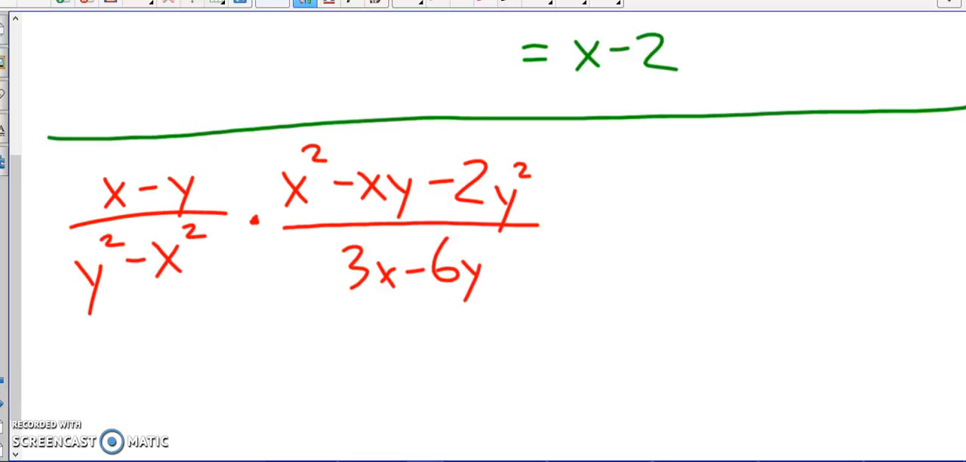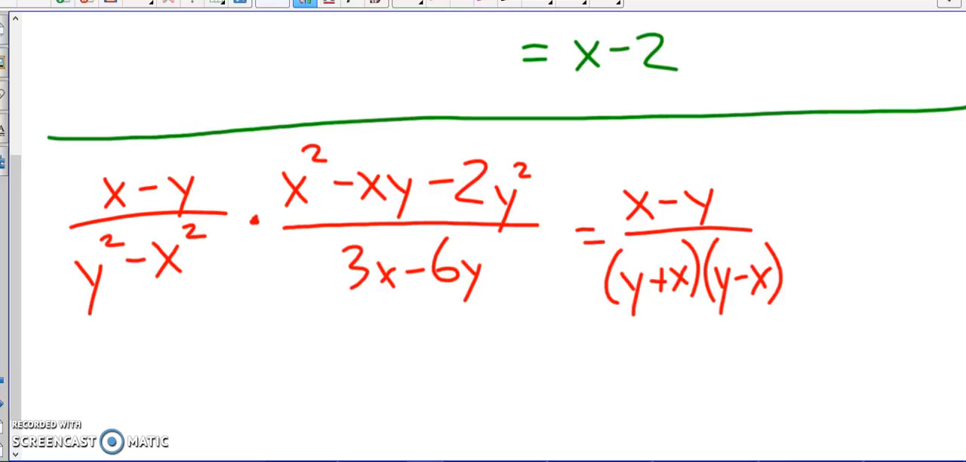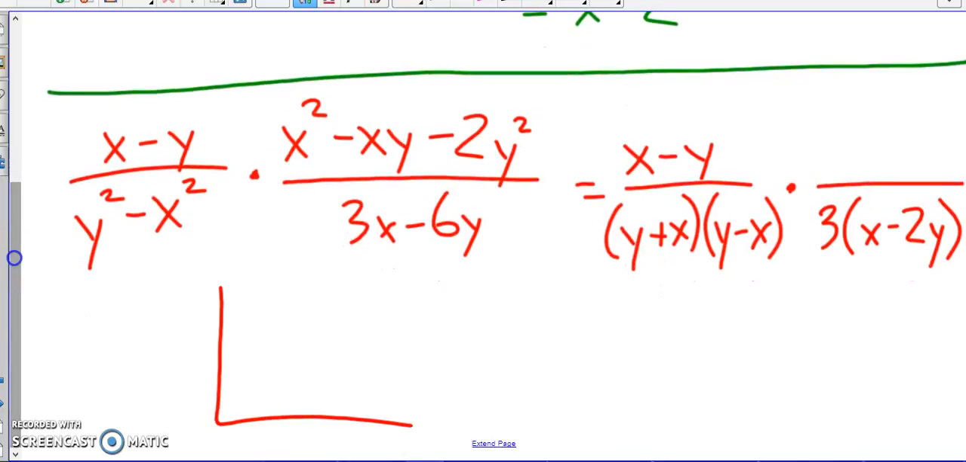Again, we need to factor. x minus y is pretty much set. y squared minus x squared would be y plus x, y minus x, times, now let's see, the denominator I can pull out 3. So that would be x minus 2y. And then this numerator here, I can factor. If I had to, I could use a little box.